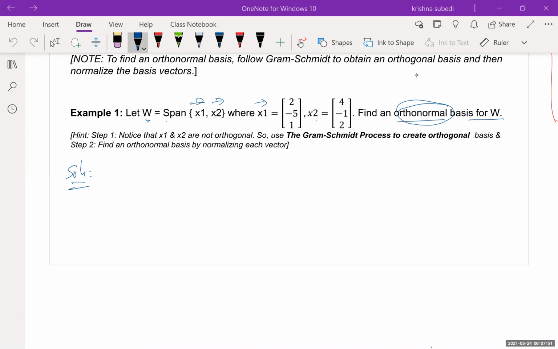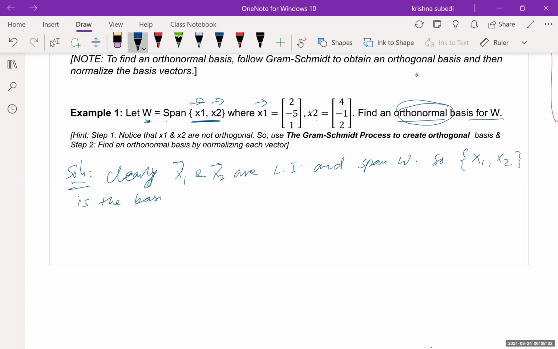Now, first of all, we will check whether x1, x2 can be a basis for W or not. In order for this to be a basis, recall from our previous chapter, it should span the space and the vectors must be linearly independent. Clearly x1 and x2 are linearly independent because they are not multiples of each other, and they span W. So x1, x2 is the basis for W, no issue there. They are linearly independent, and it is given that W is spanned by these two vectors.